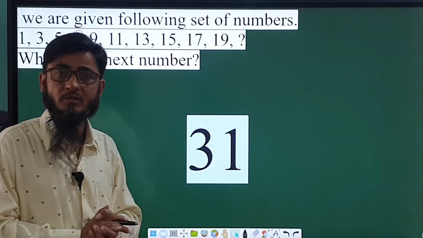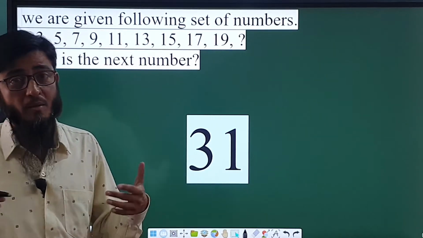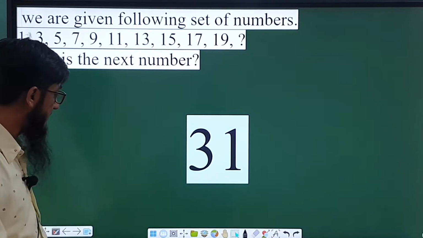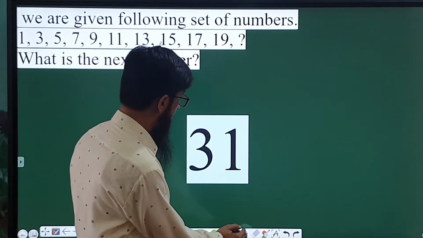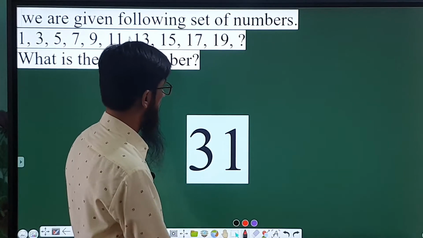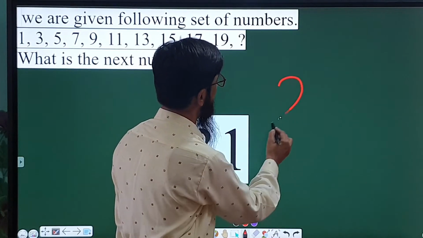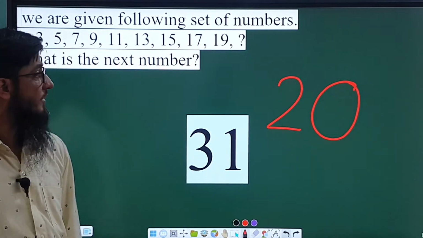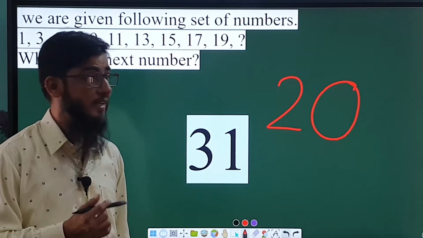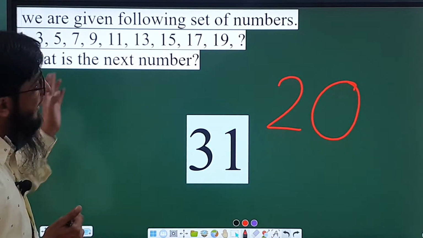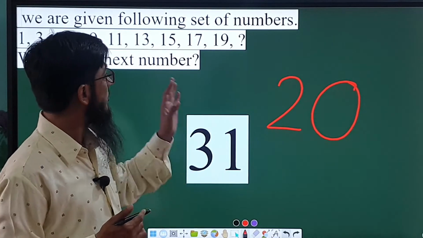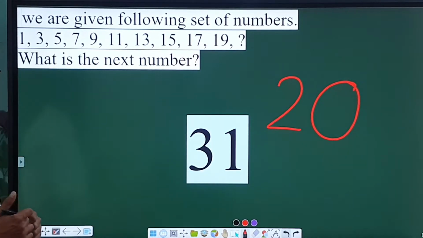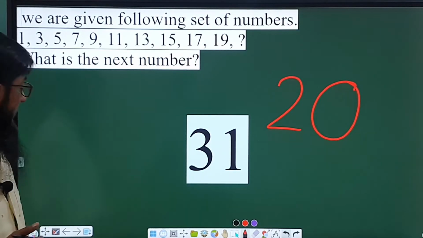Is it over? No. There may be other possible answers. What if I say another possible answer is 20? Think about it and see. Can you find out any rule which can give you the next number as 20 for this sequence? Let's move to another problem.